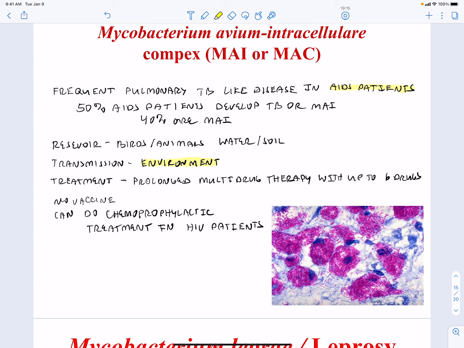And you're going to use many of them, such as azithromycin, clarithromycin, etc. There is no vaccine, so BCG does not work against Mycobacterium avium. You can also do chemoprophylactic treatment of HIV patients to prevent a Mycobacterium avium infection.